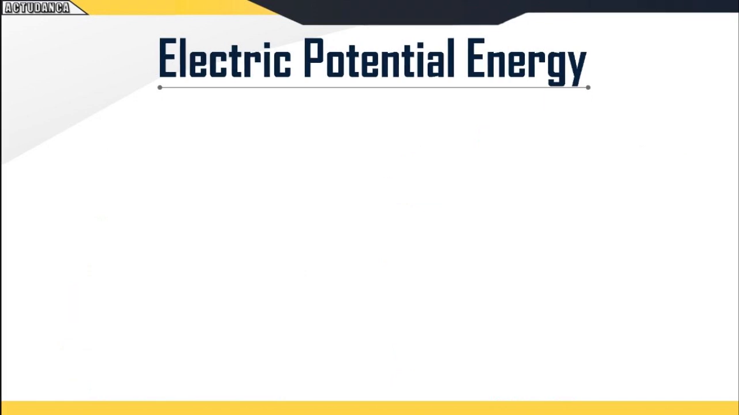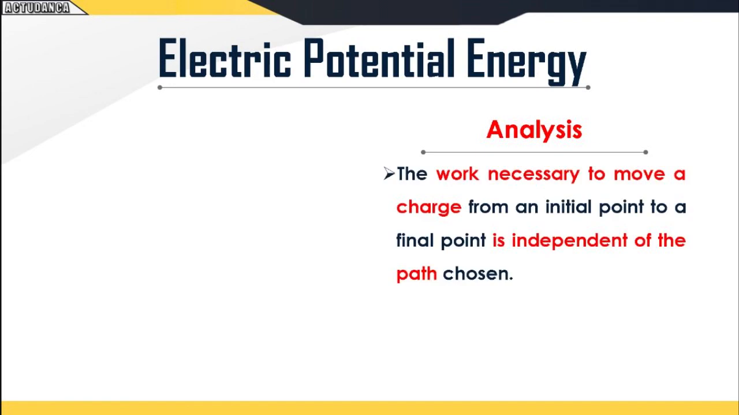Moving on, we have electric potential energy. The work necessary to move a charge from an initial point to the final point is independent of the path chosen. Sa madaling salita, regardless daw kung ano ang dadaanan ng ating charge, pareho pa din ang work. In here, we have a positive Q charge on point A and gusto natin siyang mapupunta sa point B. So the easiest path to make the positive charge go from point A to point B is to draw a direct line. Okay, so this is the shortest path to move a positive point charge.